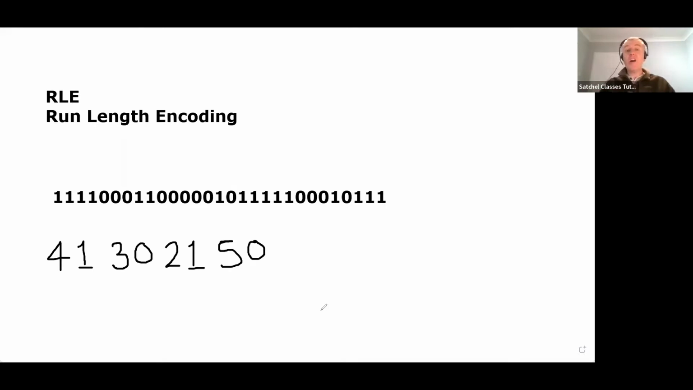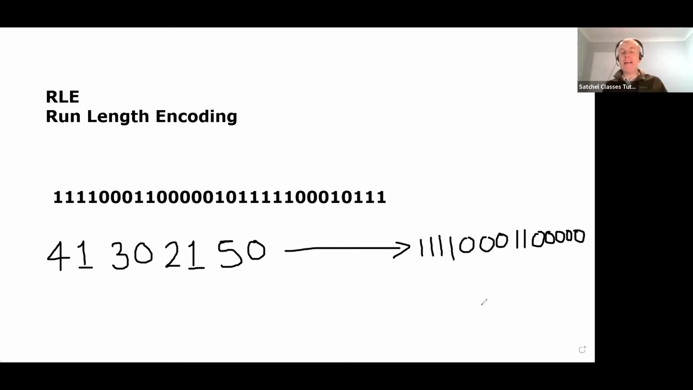So I could send that to you, and you can then unpack it at your end. You can look along and say, ah, look, I've got 4 ones, followed by 3 zeros, followed by 2 ones and 5 zeros to end it with. And look at that. We're able to unpack it and get back to the original.